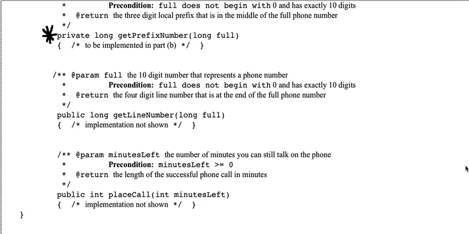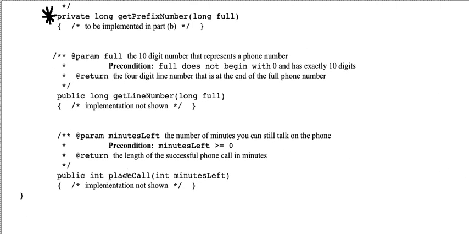And last but not least, we have another method here called placeCall. It takes a parameter of how many minutes you have left to place a phone call, and it returns an int, which is how long you actually spent on the phone. So for example, if you have 50 minutes of time left to call someone and you actually talk for 20 minutes, if you put 50 in here, this would return 20. So those are the methods, and some of them we're going to have to finish in parts A, B, and C.